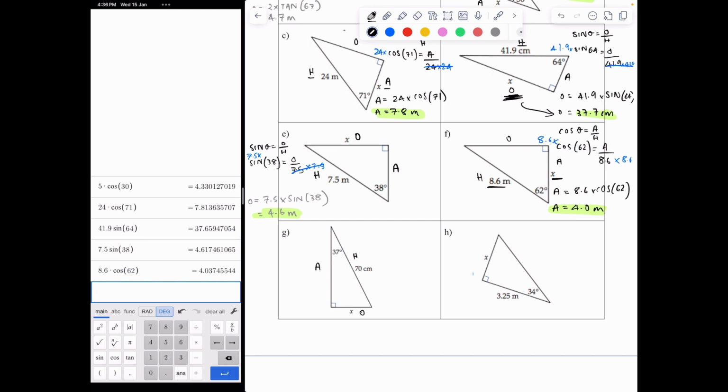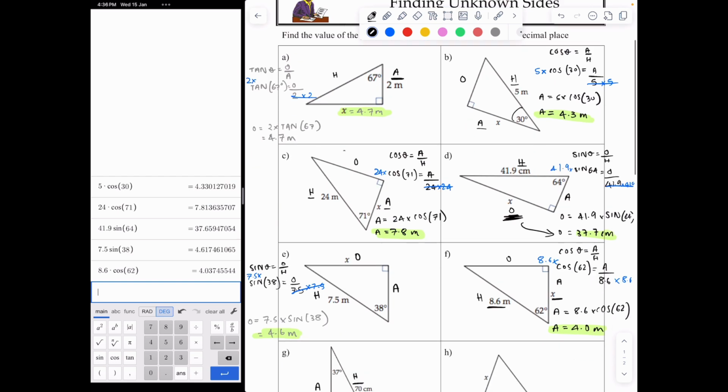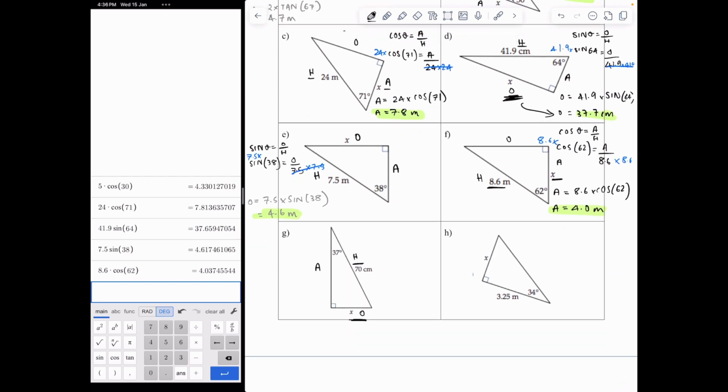And this is the opposite. There we go. Angles or sides of concern. Well, we want to find out what O is, and we've been given H. O and H. Which equation has O and H? Yep, that's our SOH equation. So we're using sine theta equals O over H. Sine theta, what's our angle that we're dealing with? 37. O, which is what we're trying to find out, over H, which is 70.